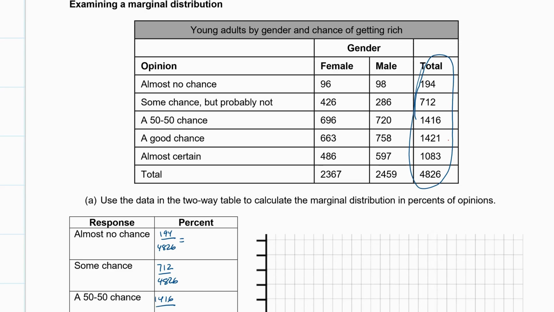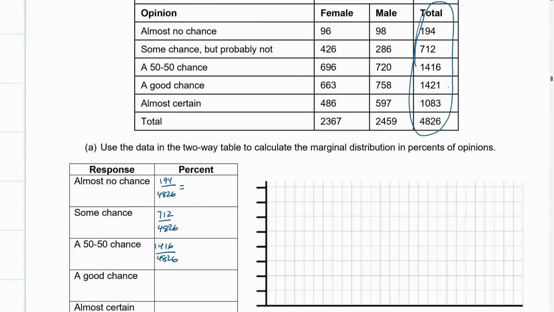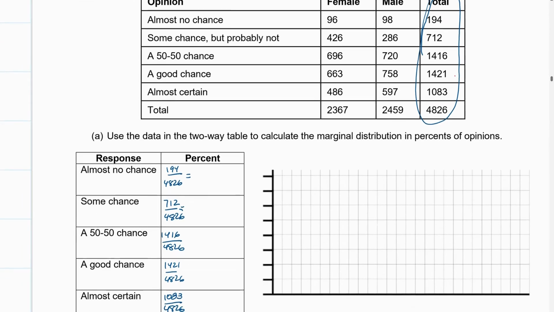1,416 out of 4,826. Under good chance, 1,421 out of 4,826. And, oh, not 4,121, 1,083 out of 4,826. Now, again, hard to digest these numbers written the way they are. So let's convert these into percentages.